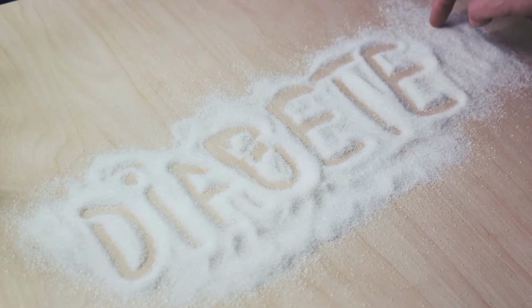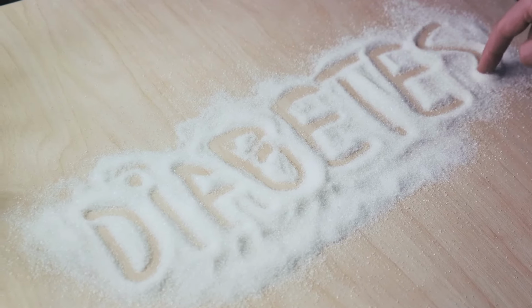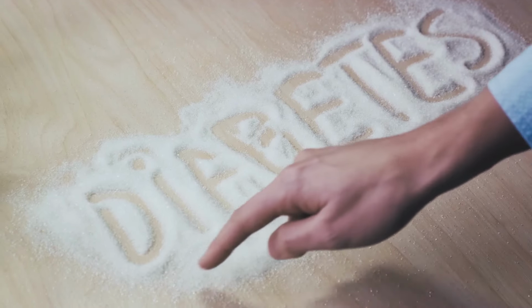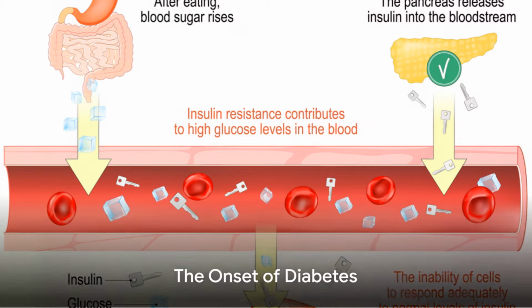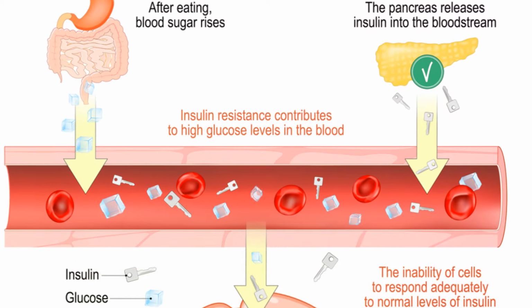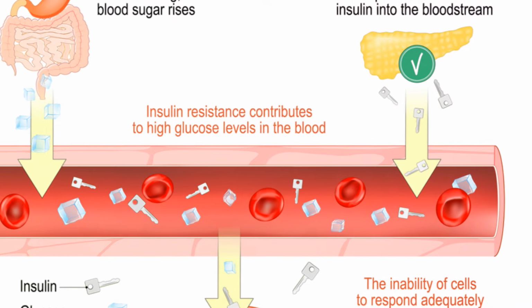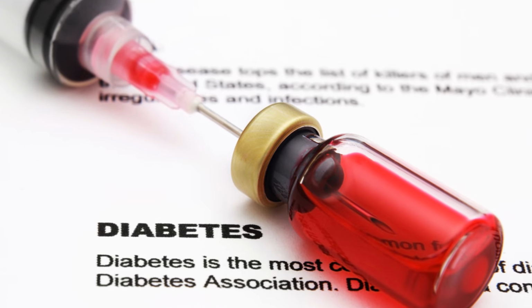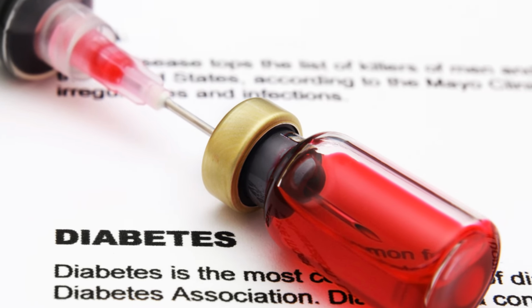But what happens when this relationship gets disrupted? That's when diabetes comes into the picture. So, what exactly goes wrong in our body that leads to diabetes? It's a great question, and to understand the answer, we need to delve into the two main types of diabetes, type 1 and type 2.